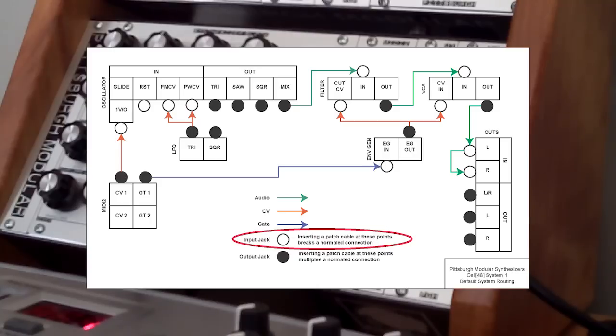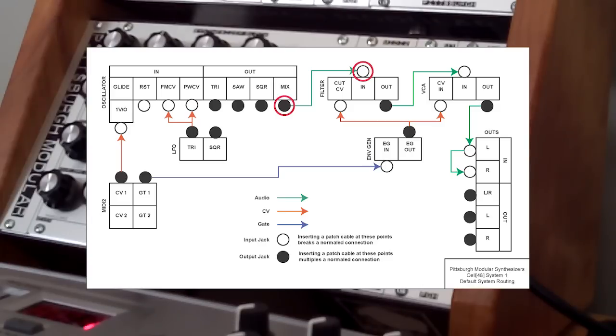The audio signal on the System 1 is routed first from the waveform mixer output to the voltage-controlled filter input, from the VCF output to the voltage-controlled amplifier input, and from the VCA output to the outs module's left input jack. Within the outs module itself, the left input is normal to the right input, so that any signal appearing at the left input is normally routed to the right input jack as well.